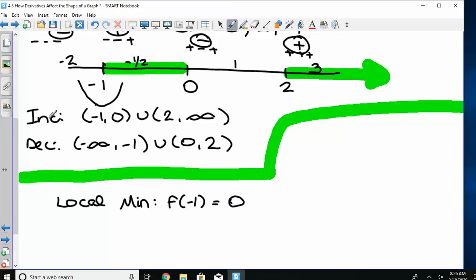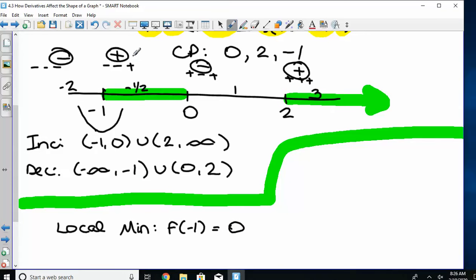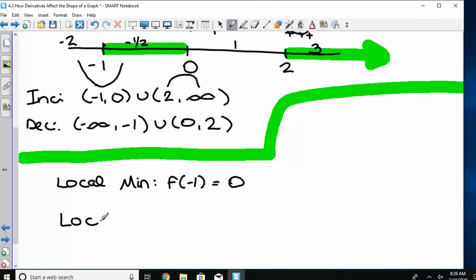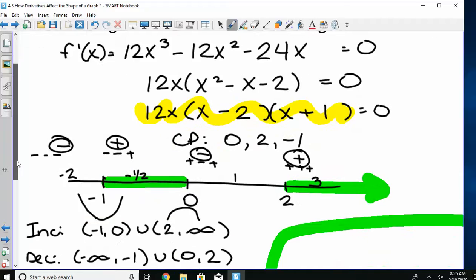Okay, at 0, my derivative switched from positive to negative. So it was increasing and then it switched to decreasing. So what does that mean? Local max. When my x was 0, if you put a 0 into the original, what do we get out? 5.